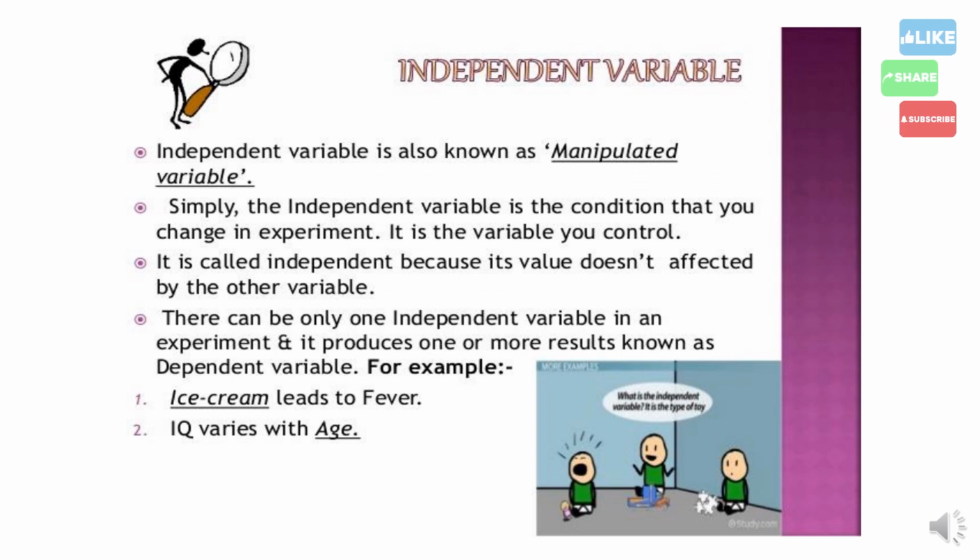The next type of variable is the independent variable. An independent variable is also known as a manipulated variable. Simply, the independent variable is the condition that you change in an experiment. It is the variable you control. It is called independent because its value isn't affected by other variables. There can be only one independent variable in an experiment and it produces one or more results known as dependent variables. For example, ice cream leads to fever and IQ varies with age.